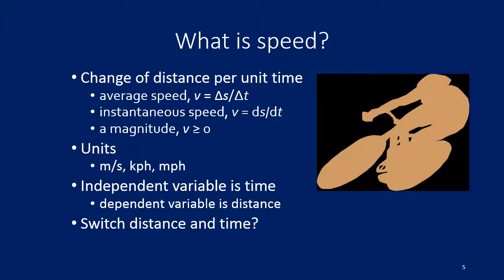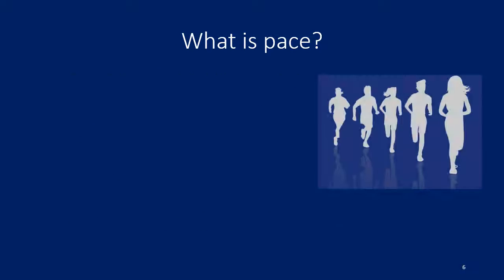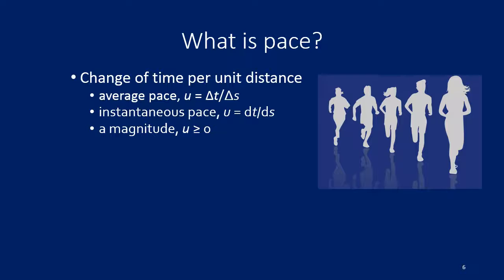So what if we switch that around and said the independent variable was distance and the dependent variable time? Well, that's called pace. So pace is a change of time per unit distance. The average pace, we'll call u, is delta t, the change of time, over delta s, the unit distance. Similarly, an instantaneous pace can also be defined as u equals dt/ds. And pace is a magnitude as well. It's greater than or equal to 0.